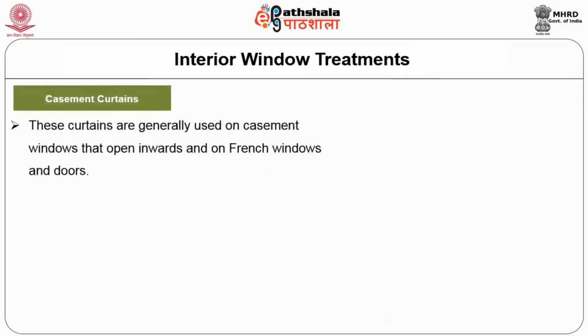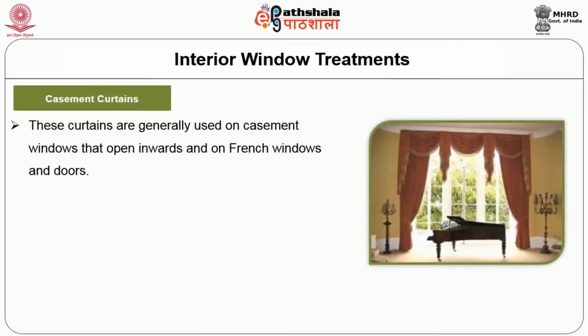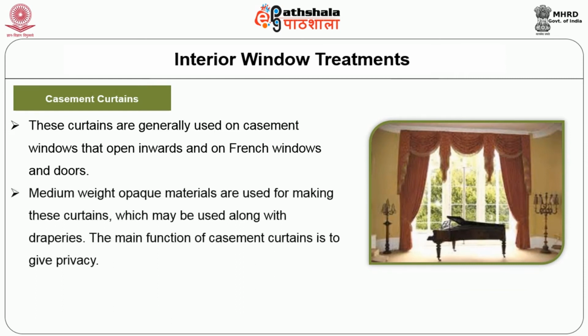Casement curtains. These curtains are generally used on casement windows that open inwards and on French windows and doors. Medium weight opaque materials are used for making these curtains, which may be used along with the draperies. The main function of the casement curtain is to give privacy.